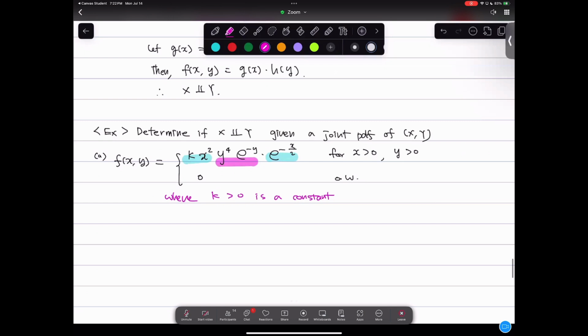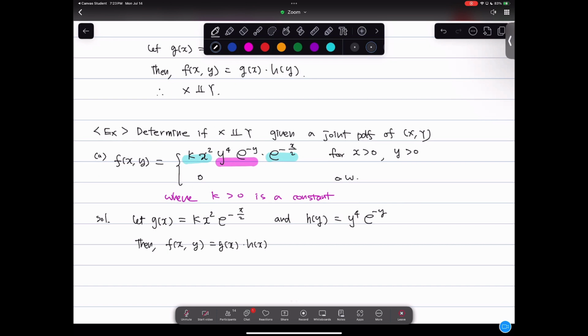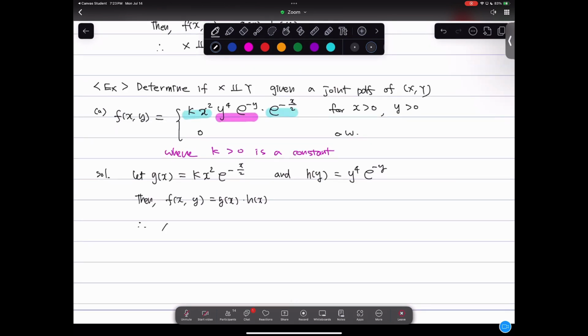So why don't I call g of x the constant k times x squared times e to the power of negative x over 2. And I can call h of y, a function of y alone, y to the 4th times e to the power of negative y. So I can write this joint PDF as a function of x alone times a function of y alone. So your joint is g of x times h of y. Done. Therefore, your x and y must be independent.